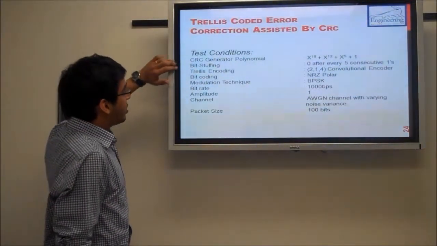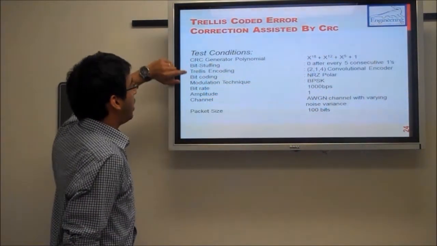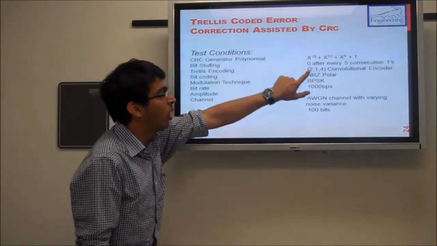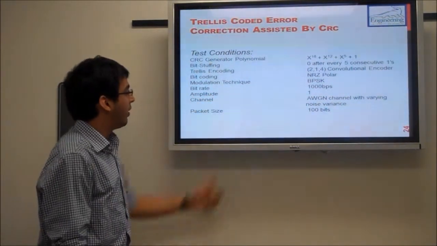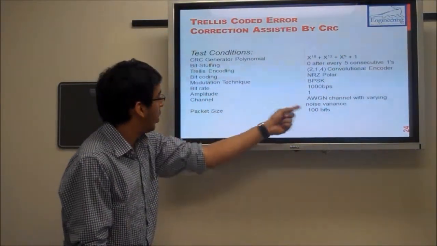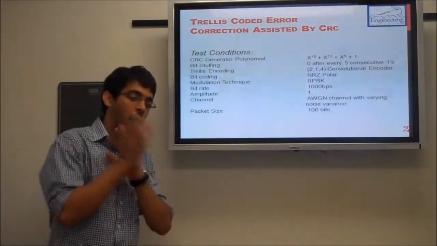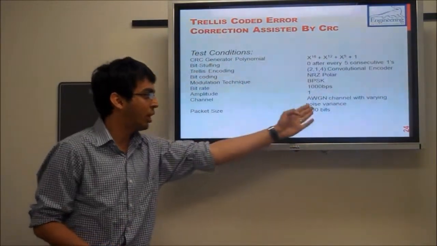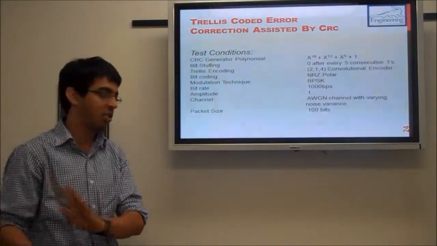So these are the test conditions. We are using a CRC generator polynomial of order 16. We have bit stuffing. We have the TRELLIS encoding, which is nothing but the 2-1-4 convolutional encoder. We have the modulation technique as BPSK. We have the bit rate as 1000 bits per second. We have the amplitude as 1, and the channel which we use is the AWGN channel. We vary the noise variance over a set of values, and then we take a look at how varying the noise variance over this channel would affect the bit error rate, the packet error rate, the Eb/N0 ratios, and things like that.